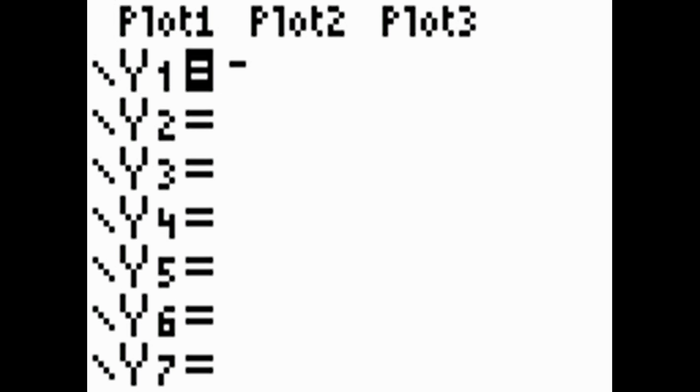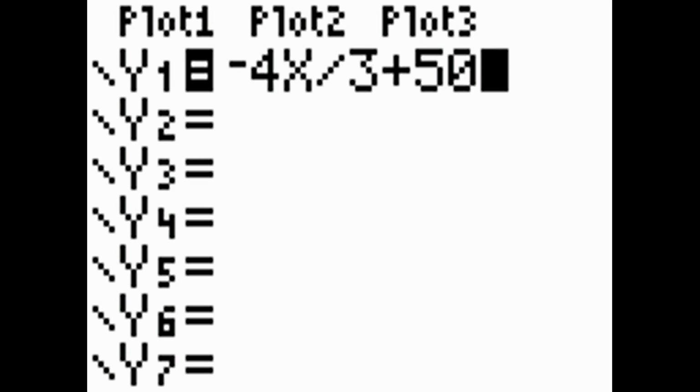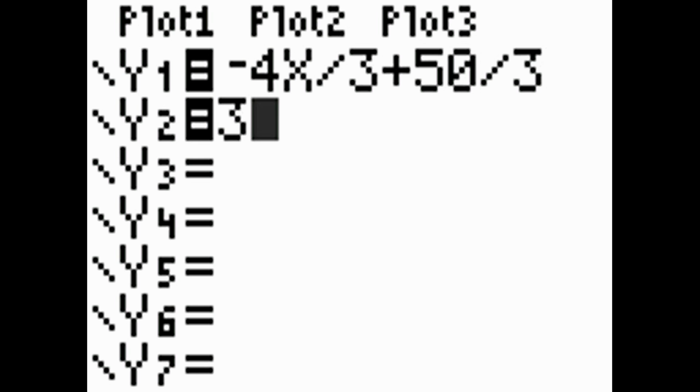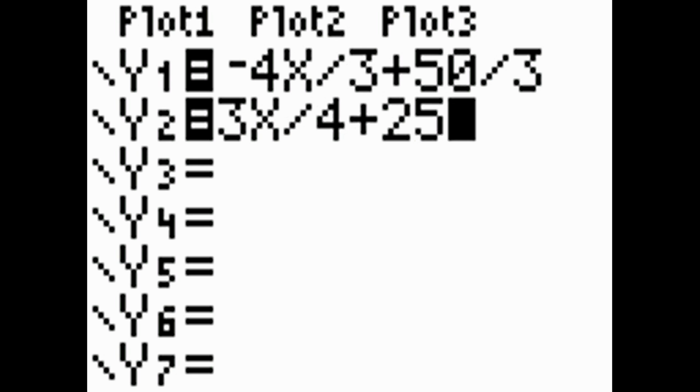You already know how to plot lines. These are just lines. So you can just plug in y equals negative 4x over 3 plus 50 over 3 for y1, and then in y2 you can plug in the next equation. So 3x divided by 4 plus 25 over 2. And you can just graph it, right? But those would be just two lines. Now we have to see if they're tangent lines to the circle or not. So you have to graph the circle.